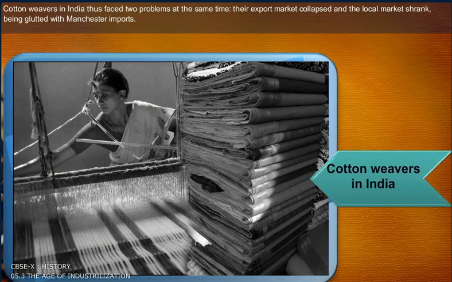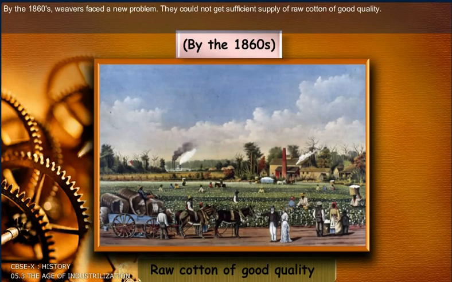Cotton weavers in India thus faced two problems at the same time. Their export market collapsed and the local market shrank, being glutted with Manchester imports. By the 1860s, weavers faced another problem. They could not get sufficient supply of raw cotton of good quality.